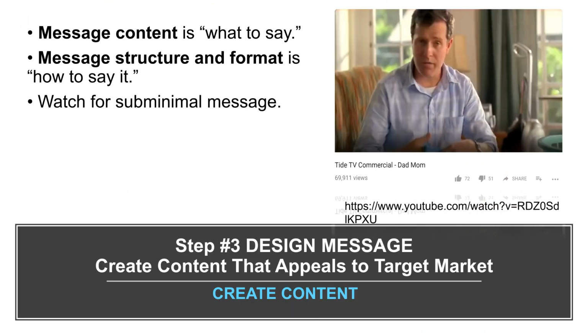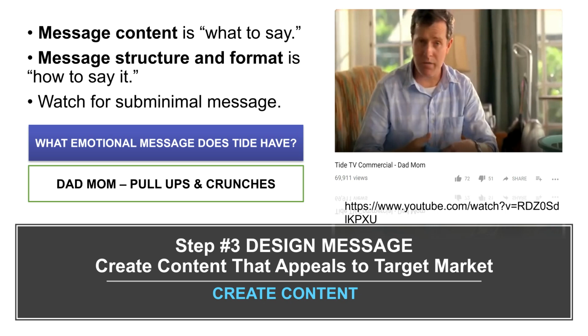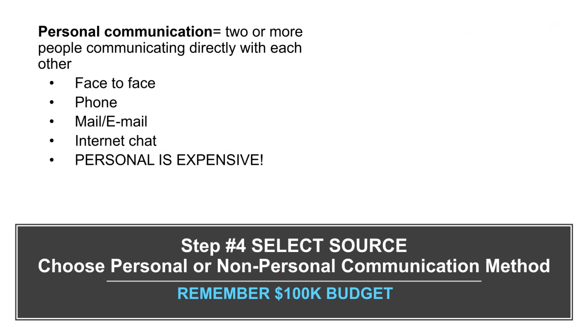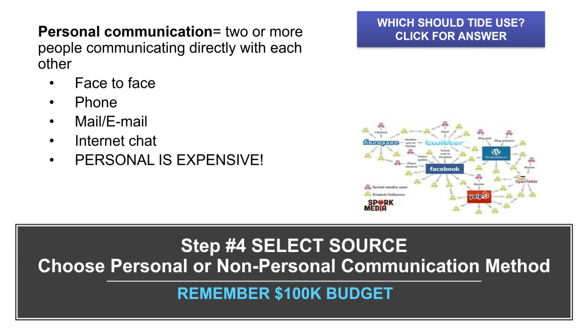We know that the Tide commercials were of emotional standpoint and had some subliminal messaging and very, very effective. So they know how they're going to message it. They know who they're going to target. So there's a couple of ways to target that. So one of them is through commercials, obviously. The other one is through personal communication, which is actually 2 or more people communicating directly with each other, which is face-to-face, phone, email, mail, internet chat. But it's really, really expensive to do this. It's really effective, but remember, you have a $100,000 budget.